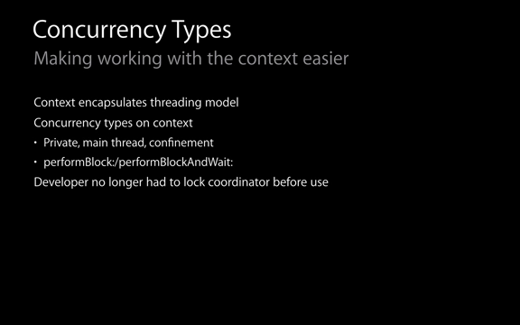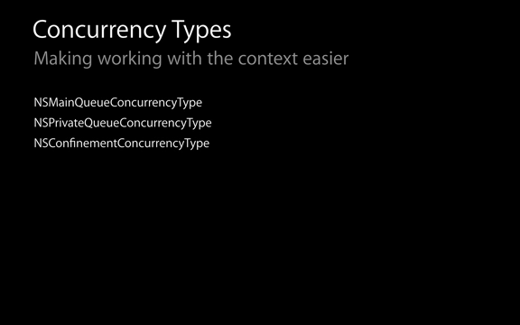This basically said that as long as whatever is happening is on the main thread, you can message the managed object context as much as you want. And we also had the confinement concurrency type. That said, I've got legacy code, and I want to continue using that legacy code in the same way that I have had it working for however many releases. I don't want to have to rewrite my application. Under this model, when you wanted to do something with a managed object context, you would pass it a block, tell it to perform block or perform block and wait. And in this model, you also no longer had to lock the coordinator before use.